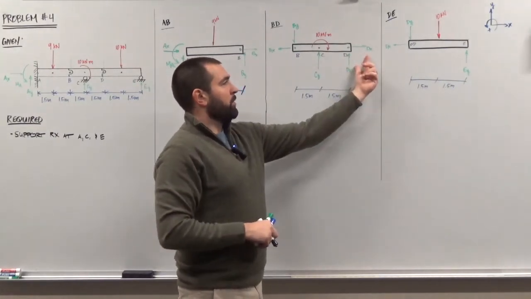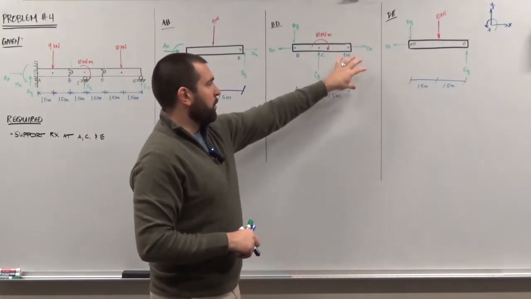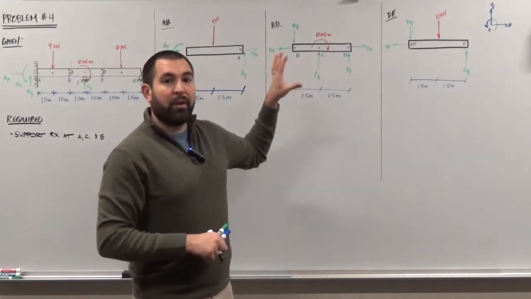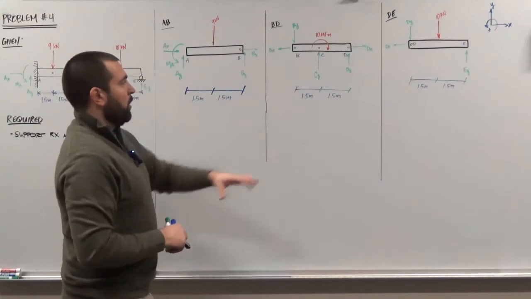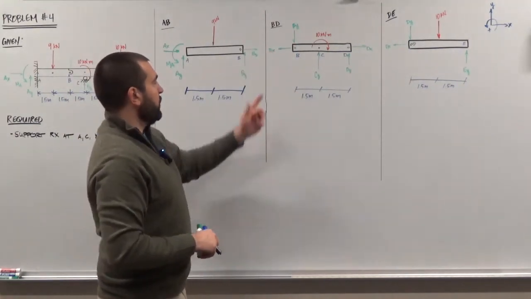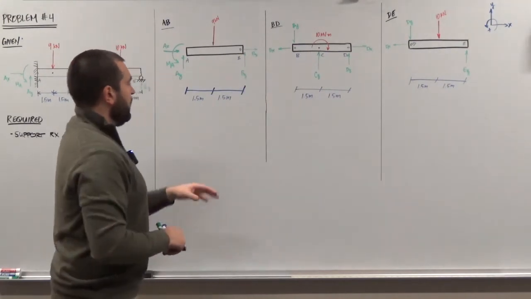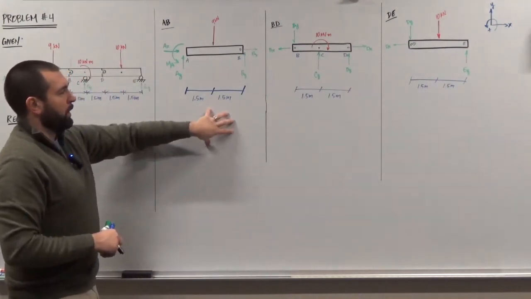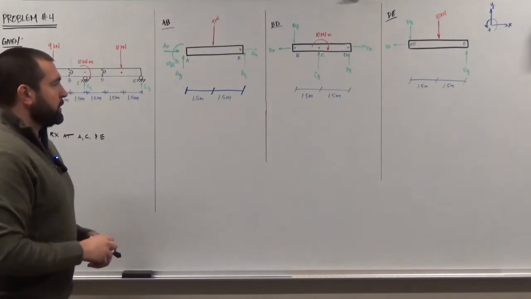So here 2 of my 5 unknowns will become known. I'll only have 3 unknowns and I'll have 3 equations of equilibrium. I'll be able to solve for everything, and that will include Bx and By. I'll transfer those over here. My 5 unknowns becomes 3, and I have enough to solve for all the support reactions.